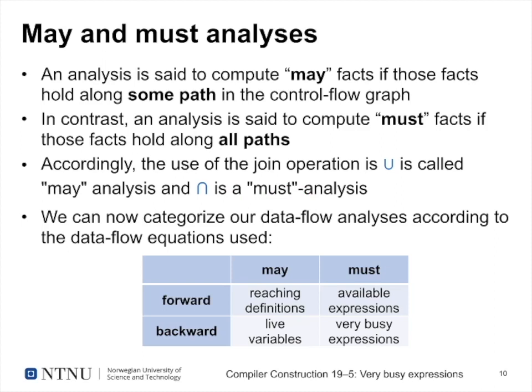From this we can now build a category table of our simple data flow analyses, according to the equations used. We have forward and backward analysis to choose from, and we have may and must analysis. If we do a forward analysis with a may requirement, we have reaching definitions. If we have a forward analysis with must requirements, we have our available expressions analysis. If we have a backward analysis with may, we get our live variables analysis. And finally, if we have a backward analysis with must, we have very busy expressions.